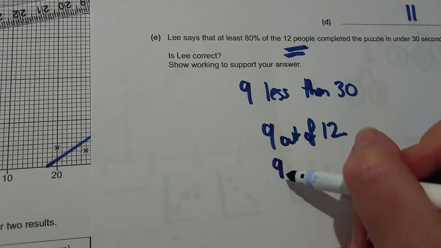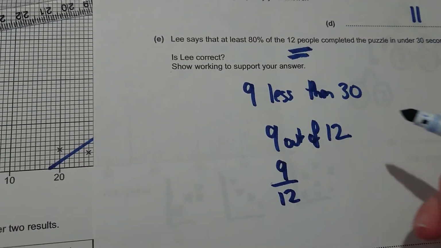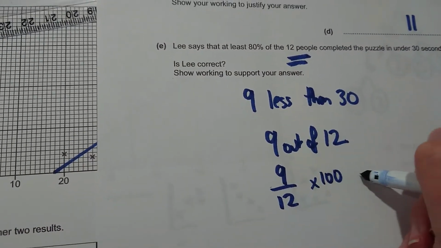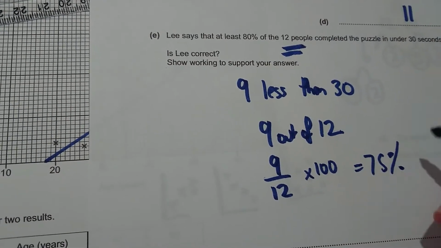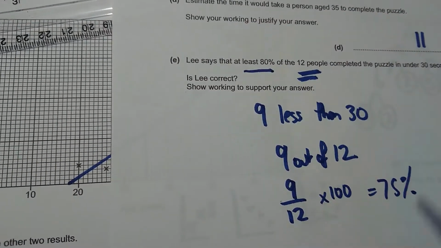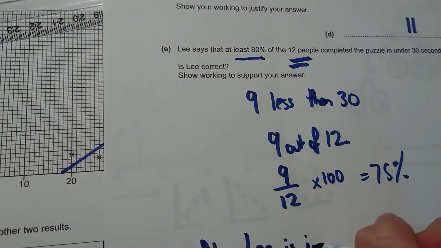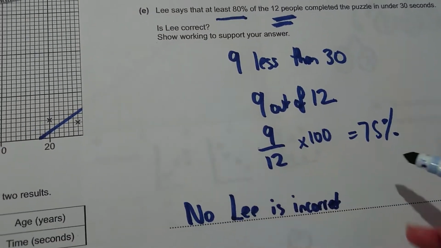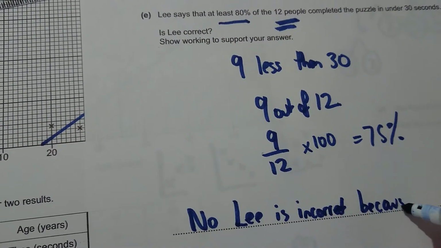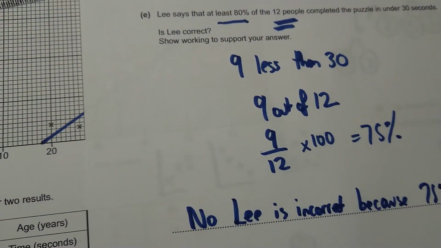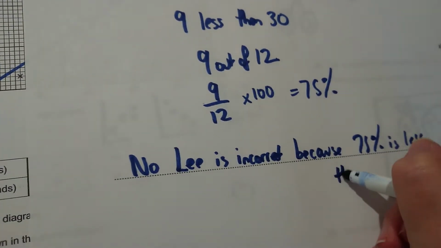So I would do 9 divided by 12 and then just times that by 100, and it should be then 75%. So is that at least 80? No. Lee is incorrect because 75% is less than 80.